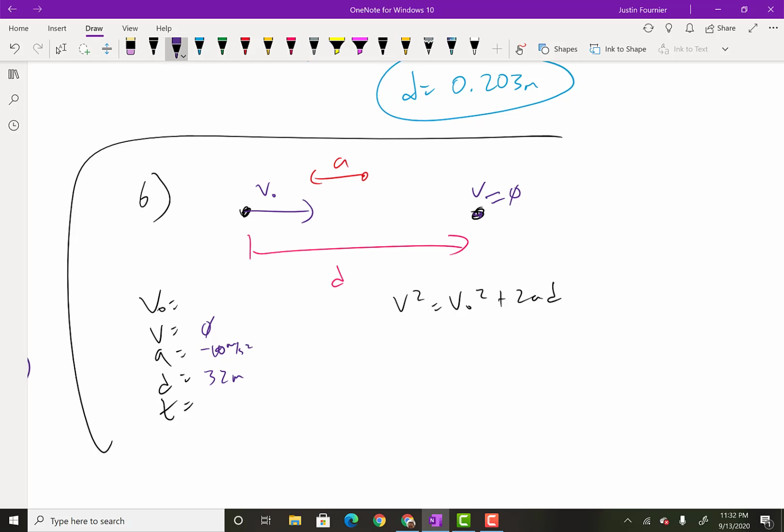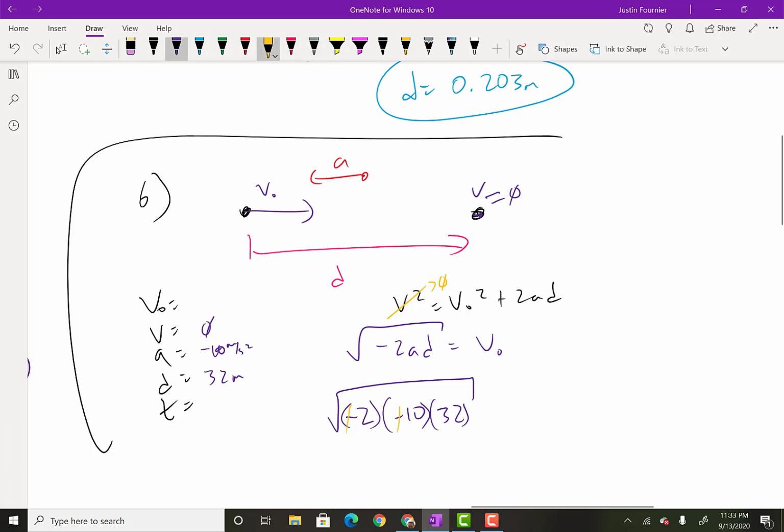So getting that initial velocity, the final velocity is 0. Rearranging this, I'm going to get negative 2ad equals v naught squared. Take the square root of all that. You might think, oh no, I can't take a negative square root, but that's negative 2, remember, multiplied by negative 10, which is the acceleration, multiplied by 32, and those negatives are going to cancel out. So that's going to give me my initial velocity.